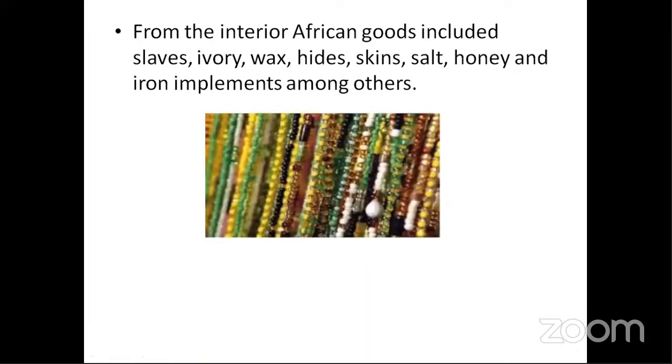These are some of the goods. We've only cited the beads. As you can see, those are beads, and those were majorly coming from Europe. Okay.